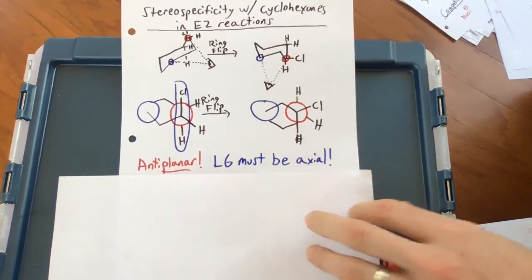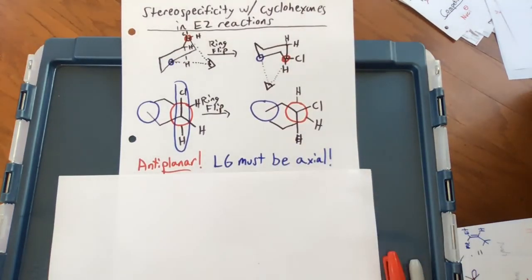And because the required planar configuration is there, we know that in cyclohexane E2 reactions, the leaving group must be axial to the proton. So the leaving group must be in the axial position in order to have the planar configuration that we require for the E2 reaction to occur. And this was section 7.8.